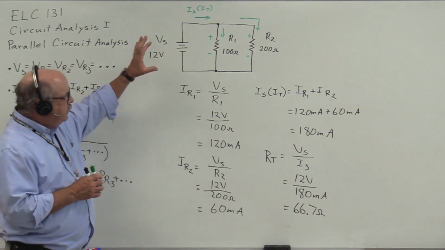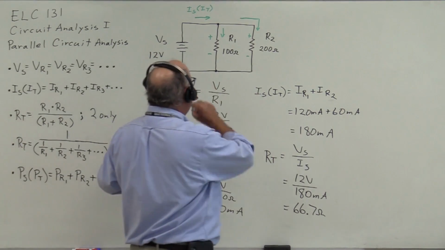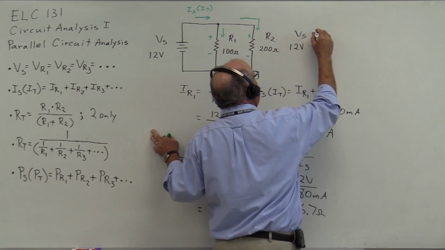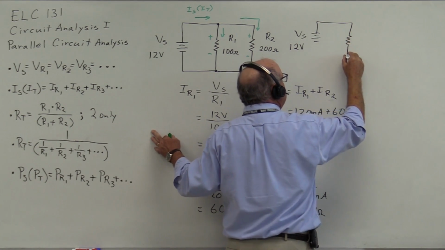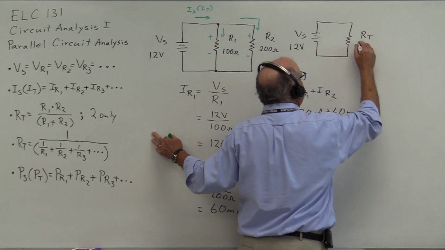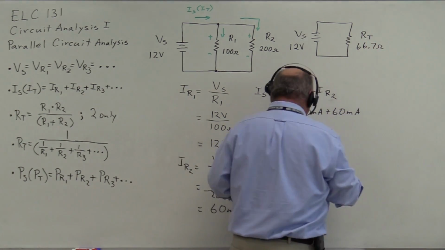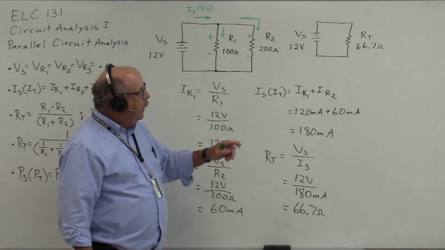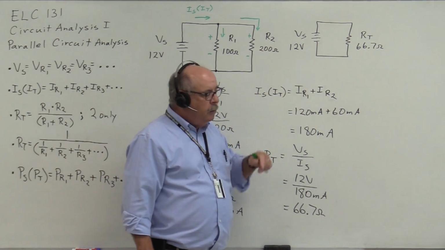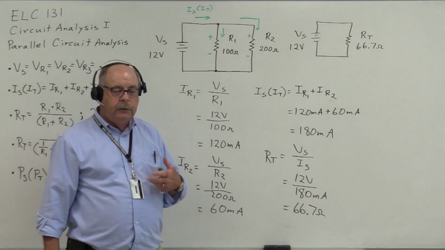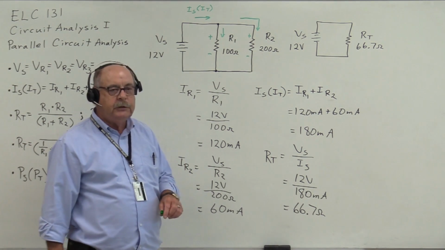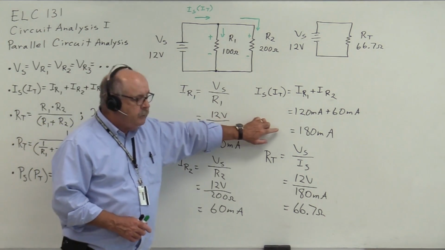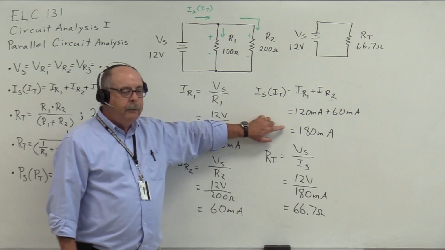Now, it's kind of important at this point to understand that this 12-volt source can't tell the difference between this original circuit, 100 ohms in parallel with 200 ohms, and this equivalent circuit with 12 volts connected directly to a single resistance of 66.7 ohms, because either circuit will force or cause the source to deliver 180 milliamps of current.